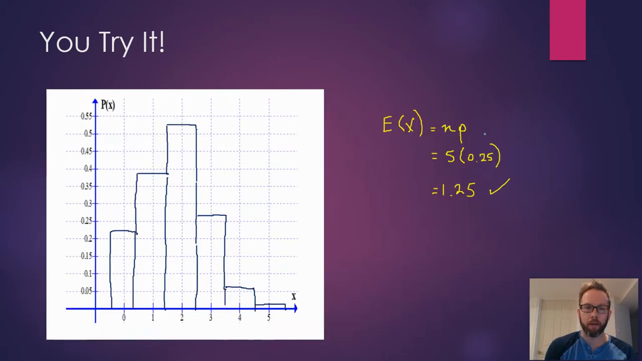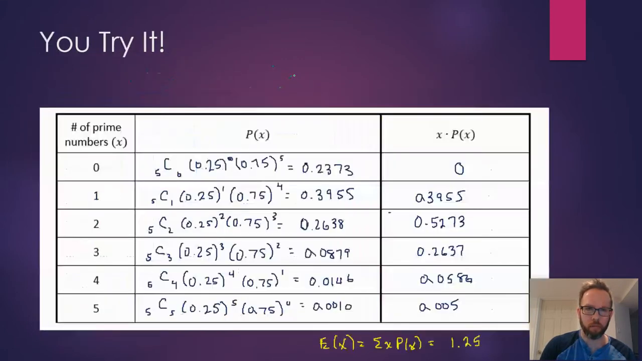Now, in this case, because P and Q were not the same value, this graph is not symmetric. So when P doesn't equal Q, you're going to get a graph that skews to one side like this. Oh, I plotted my x times p at x for that one.